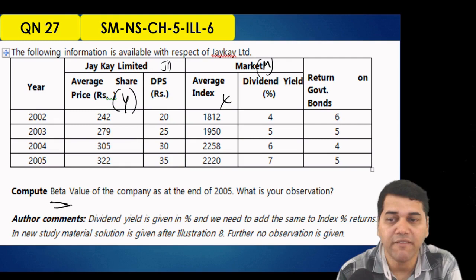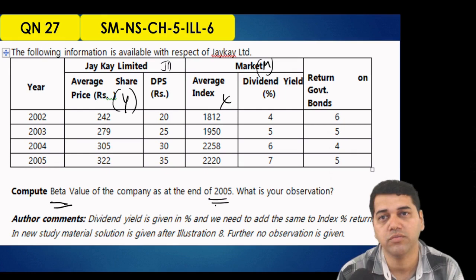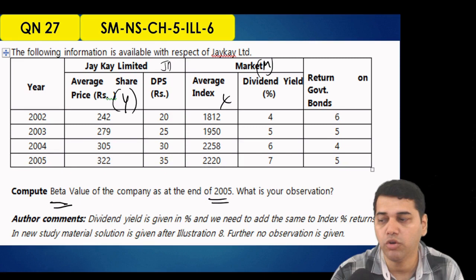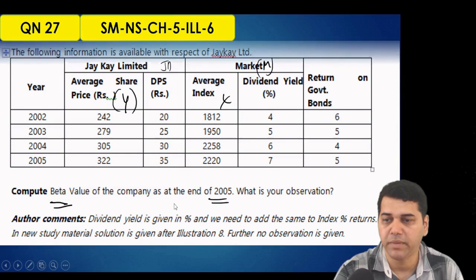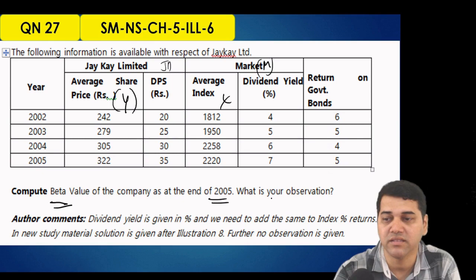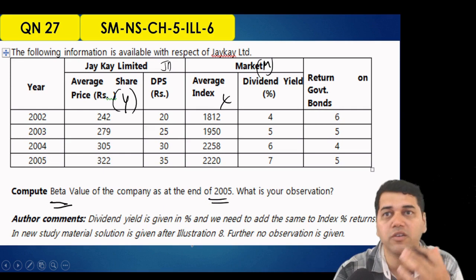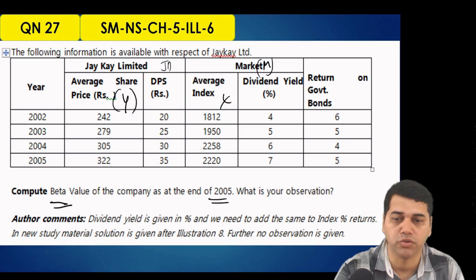What is the beta value of the company at the end of 2005? Have they told you which method to follow, the correlation method or the regression method? They have not told you any method, so we can choose any method here. The dividend is given in percentage, and we need to add the same to the index percentage returns. In the new study material, the solution is given after the illustration and no observation is given. They have not given the observations. I will show you that observation.